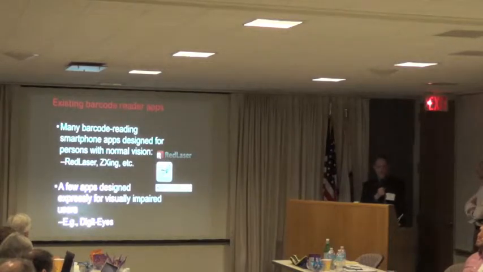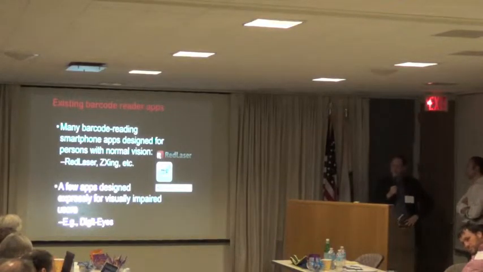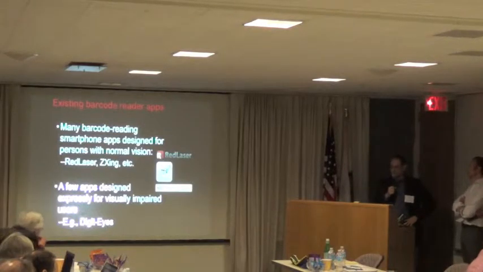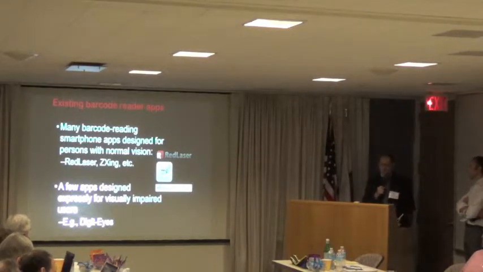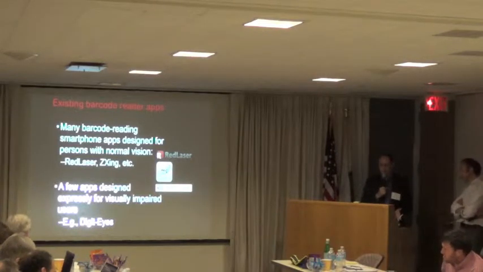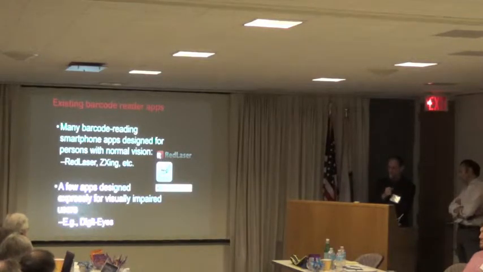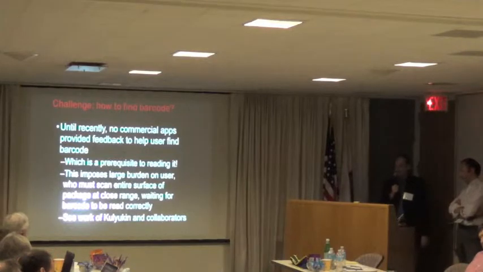To talk about some of the existing applications out there, there are a variety of barcode scanning apps, and most of them on the market are intended for people with normal vision. Red Laser, ZXing, etc. come to mind. They usually assume that you know how to center the barcode in the camera's field of view pretty nicely. There are even a few commercial apps expressly designed for visually impaired users, like Digit-Eyes, the one I was most familiar with. But until recently, there weren't any commercial apps that provided feedback to help you find the barcode.